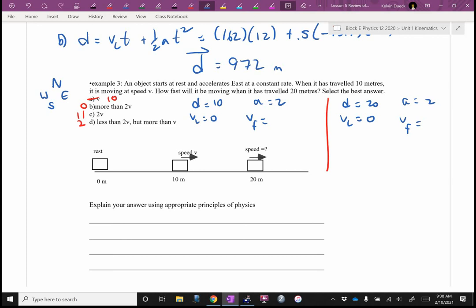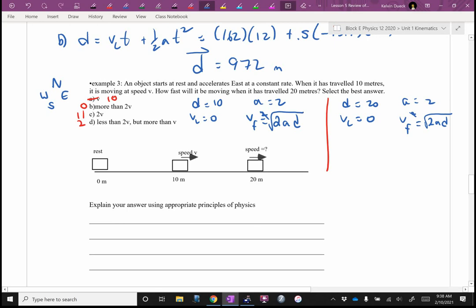You are all far closer than you realize. Which equation has a D, an A, a VI, and a VF in it? There's only one. And then I would say to you, don't waste my time, because VI is what? So I think we're going to have VF squared equals 2AD. VF squared equals 2A. Oh, how do I get rid of a squared? This square root thingy is already making me doubt answer C.